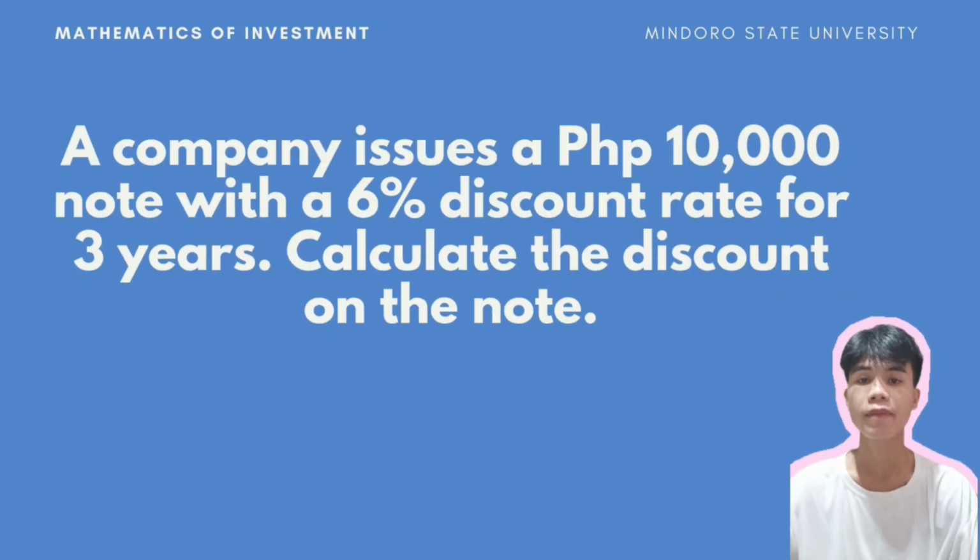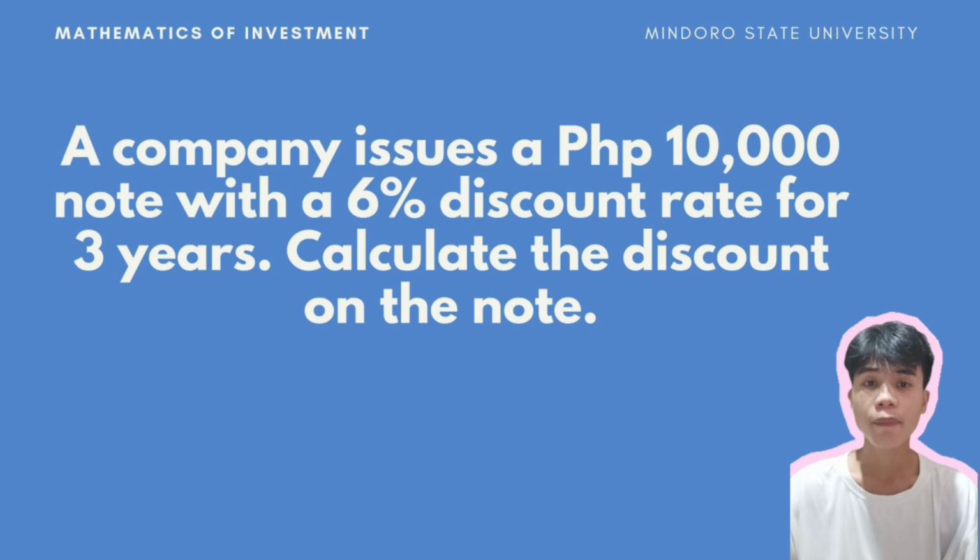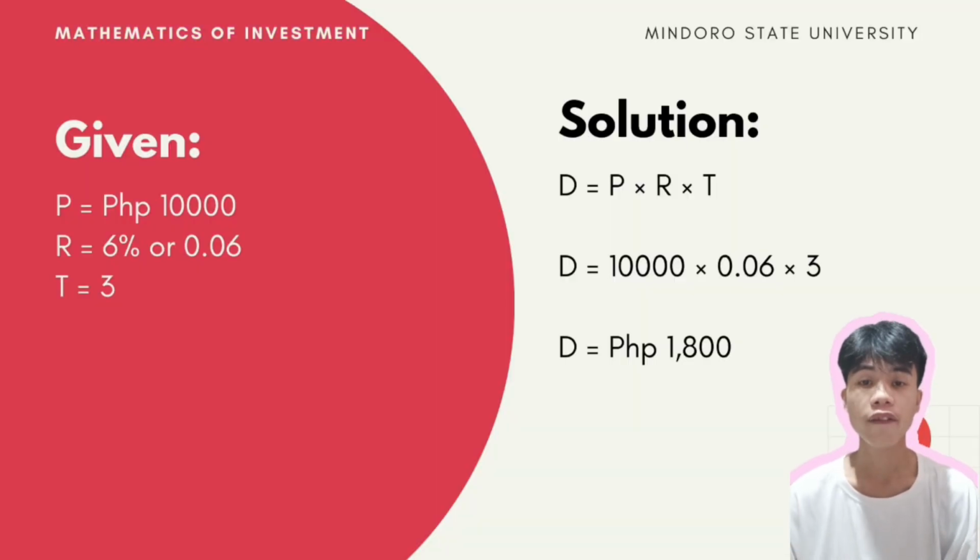The first problem is a company issues a 10,000 pesos note with a 6% discount rate for 3 years. Calculate the discount on the note. So to solve this, we just need to substitute the given to the formula. Then the equation will be D is equal to 10,000 times 0.06 times 3. Then D is equal to 1,800 pesos.